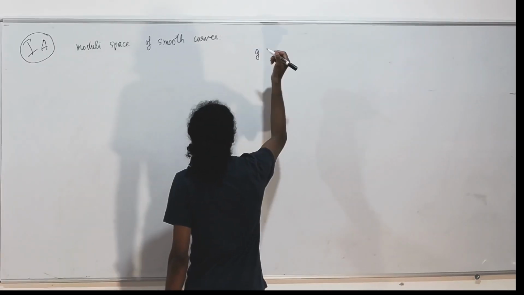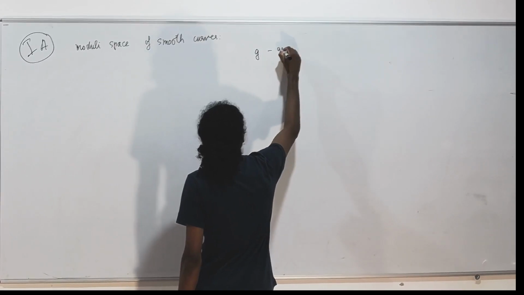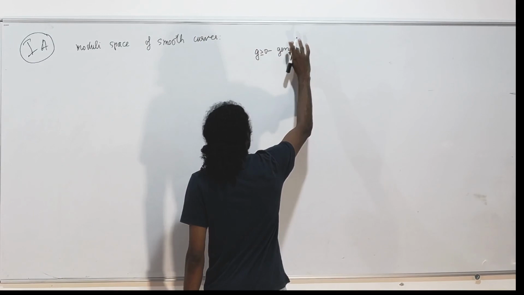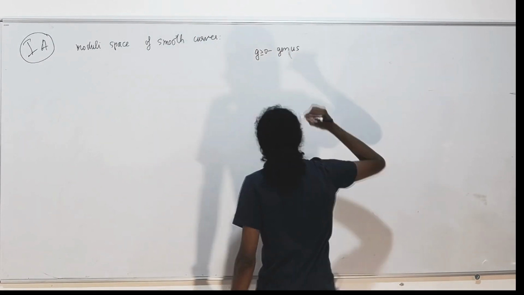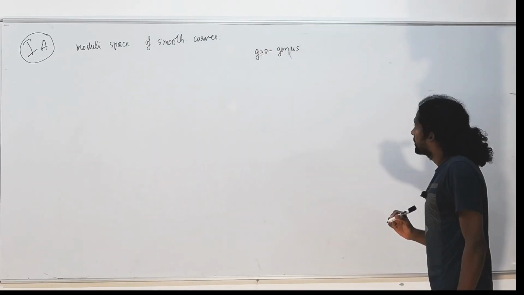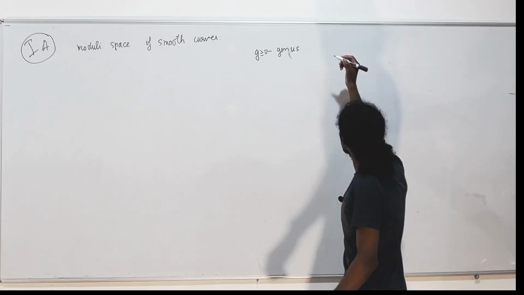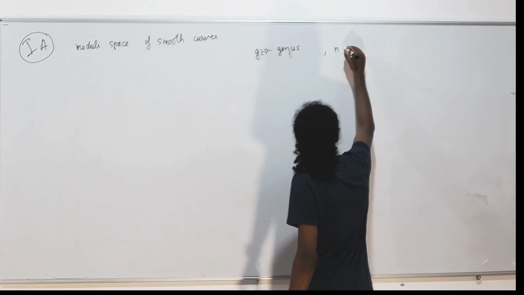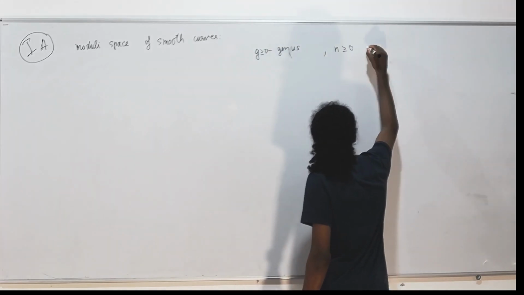I'll use g for the genus of a curve. Always, it will be some non-negative integer, and n, for n greater than or equal to 0, will be the number of marked points.